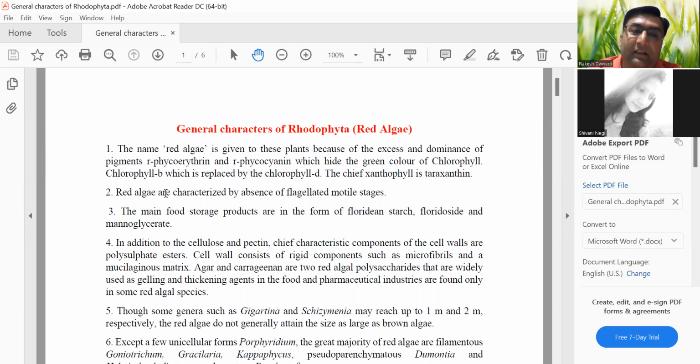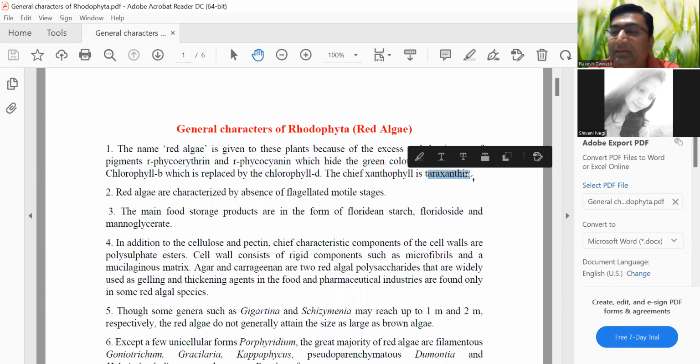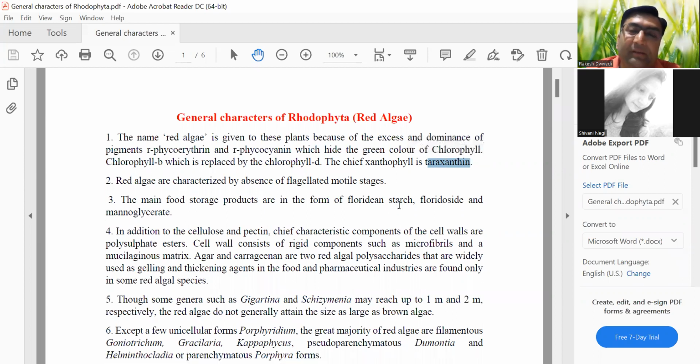The chlorophyll B is replaced by the chlorophyll D. I told you it is a doubtful statement. The chief xanthophyll pigment means the carotenoids. The chief carotenoid or the xanthophyll is taraxanthin. So this is about why the red algae are red in color.